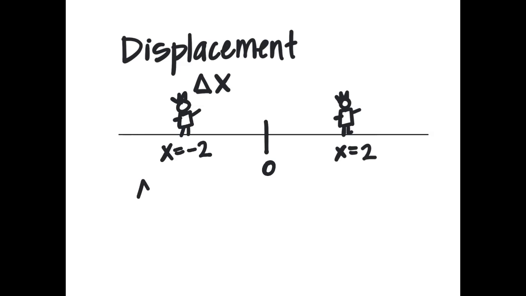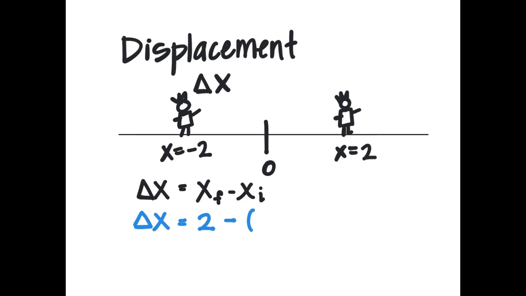So if the change in position, delta x, is equal to the final position minus the initial position, then our change in position would be equal to final, 2, minus our negative 2 as our initial. And this would give us 2 minus a negative 2, which is 4 meters.